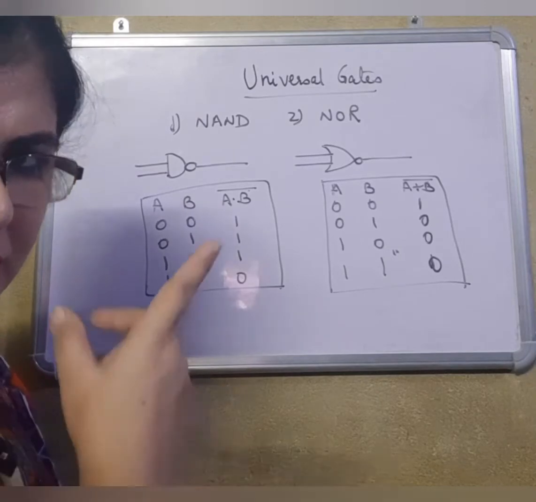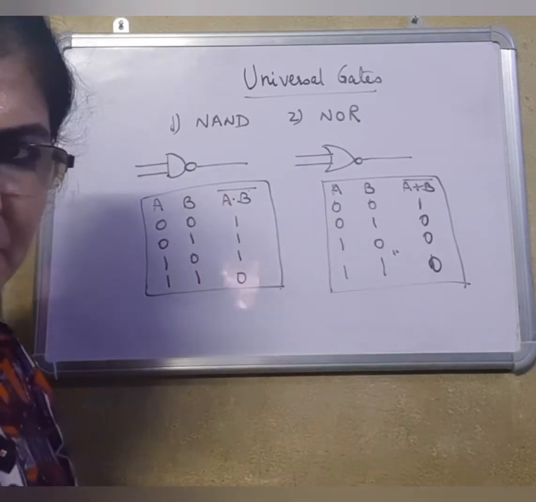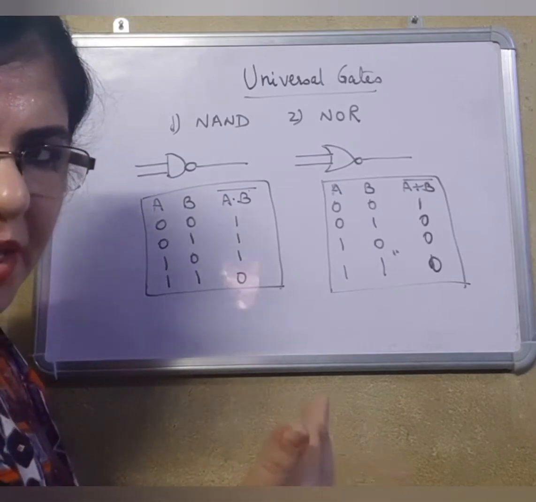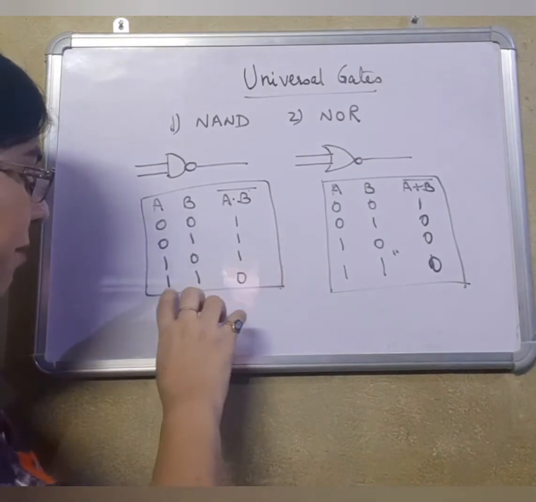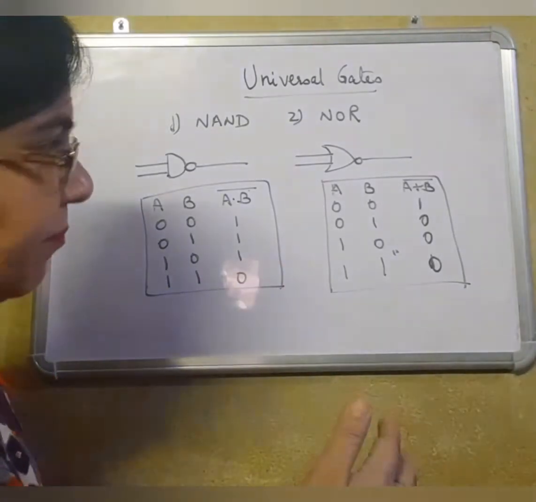0 into 0 initially was 0. Because of the bar, it will be converted into 1. 1 into 0 was 0. Because of the bar, again it will be converted into 1. But 1 into 1 was 1, and because of the bar, now it has become 0.